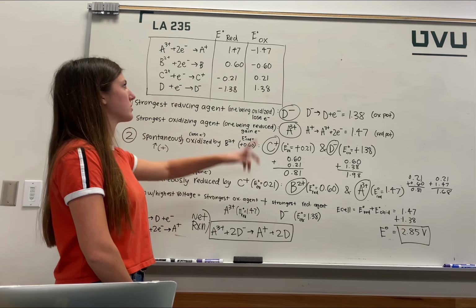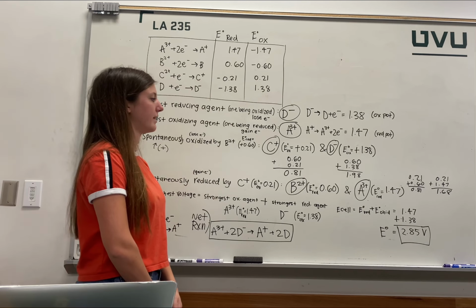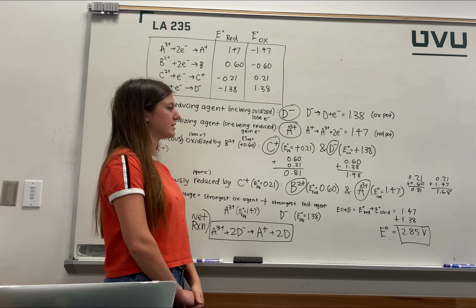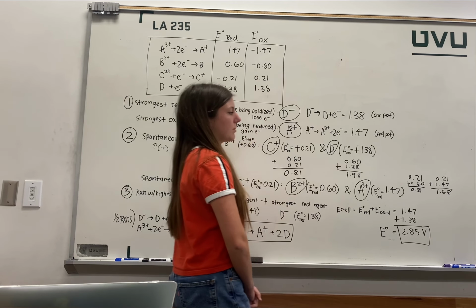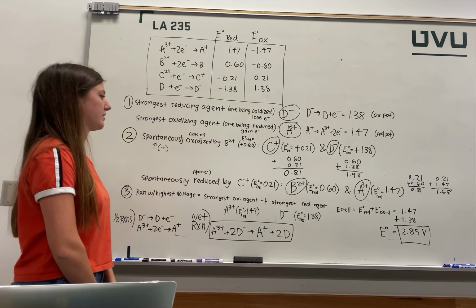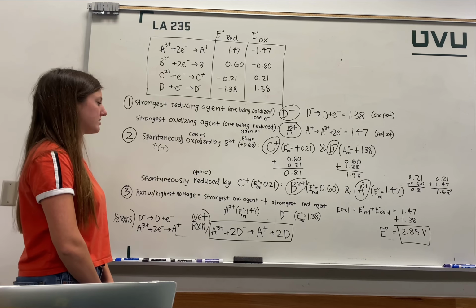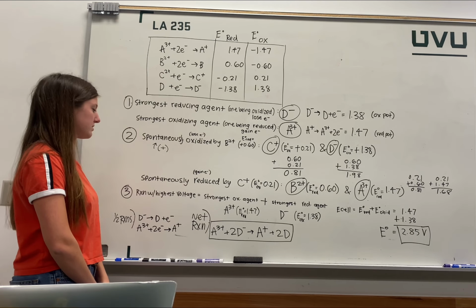potential is 0.60, which is just found from the table here, and then A3+, the reduction potential is 1.47, so when you add those respectively to 0.21, you come out with positive numbers, so you know that B2+ and A3+ can be spontaneously reduced by C+.